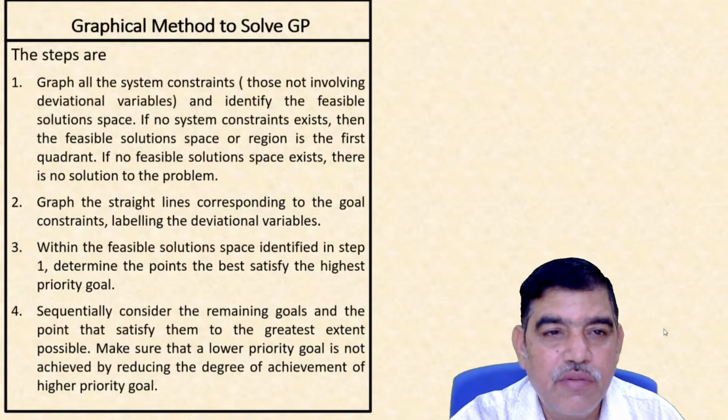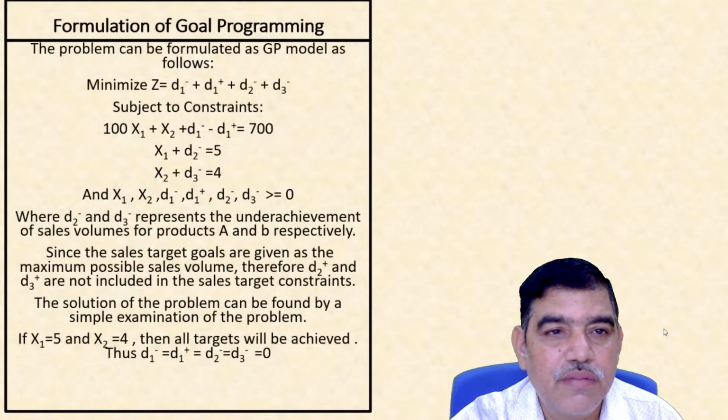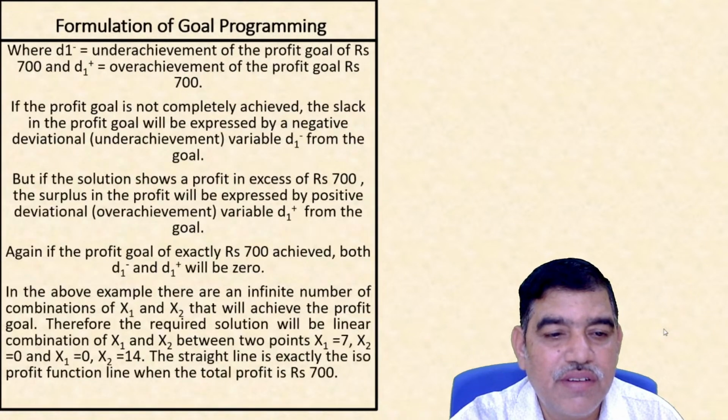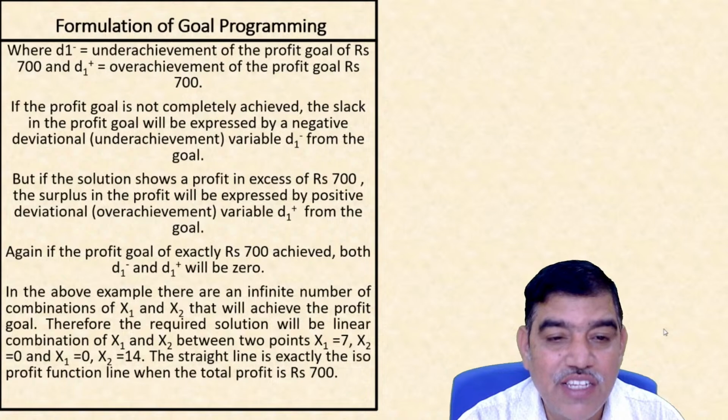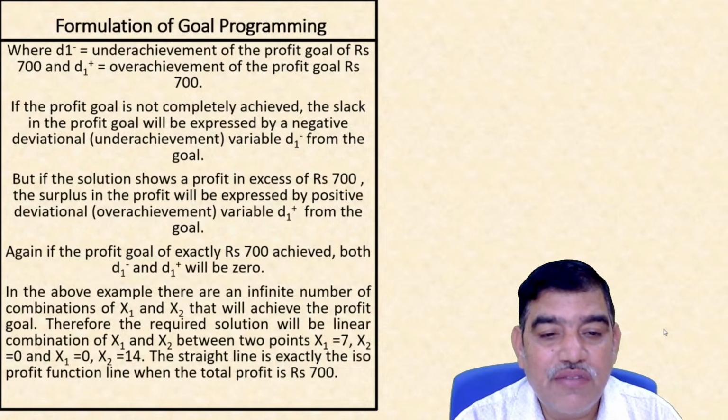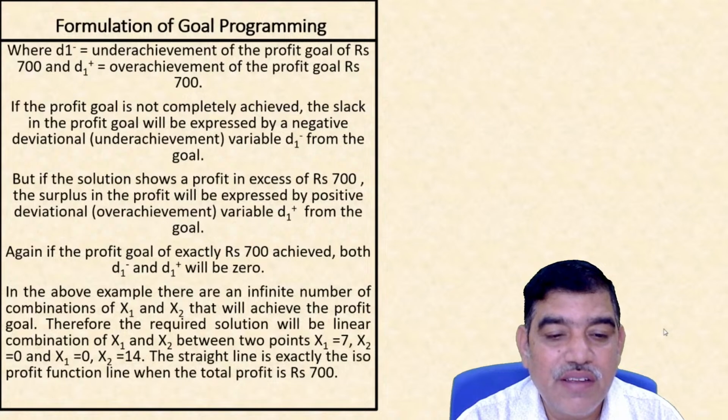Now I'm explaining in the previous example. In example 1, what I'm writing here, if you put x2 as 0, you get x1 as 7. That is 1 point. If you put x1 as 0, you get x2 as 14. The straight line is exactly the isoprofit function line. Isoprofit function line means all the values on that line must satisfy the objectives of the goal programming. That is, the total profit is rupees 700.